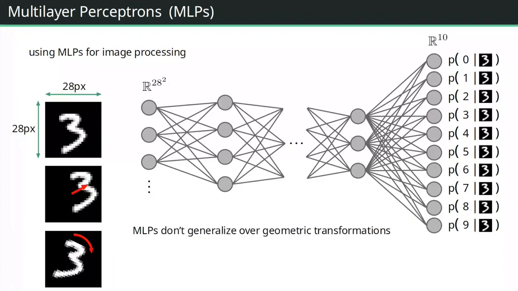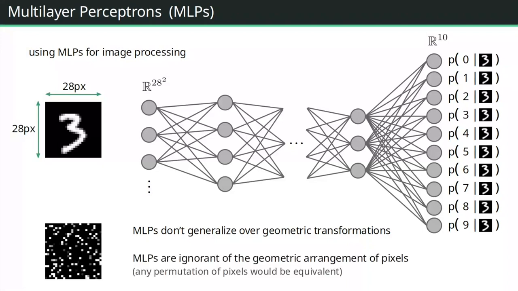But the problem is that these MLPs don't generalize over geometric transformations, since if you, for instance, translate your image or if you rotate it, then you get some permutation of all these entries in the vector, and multilayer perceptrons do not generalize over these geometric transformations. And it's even worse, you could take your whole data set and permute all the pixels in it. If you do it in the same way for the whole data set, then this is completely equivalent. The multilayer perceptron does not know about pixel locations, so it doesn't know anything about the topology of the underlying space. It's completely ignorant of the geometry.